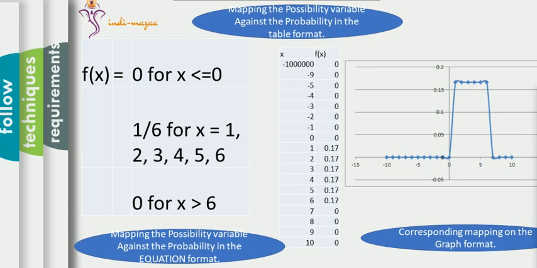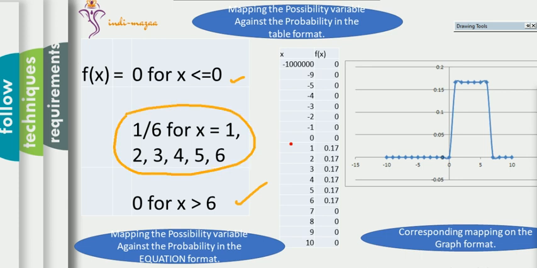Now in the 6-faced dice, the probability of throwing a negative number or a 0 is 0. Also, the probability of dice throwing a number more than 6 is 0. The probability of dice throwing between 1 and 6 inclusive is each 1 divided by 6, which approximates to 0.17. Hence, we have the distribution function shown here. We can express the distribution in three formats, either an equation, a table, or a graph as shown.